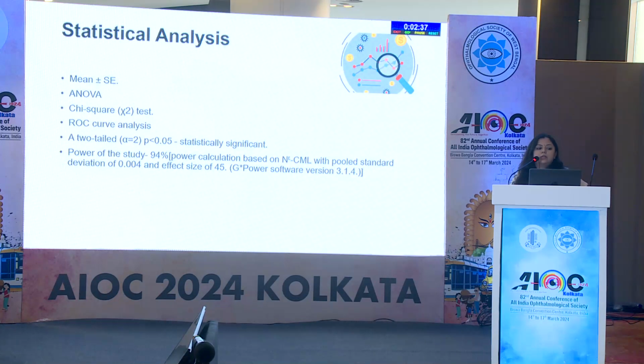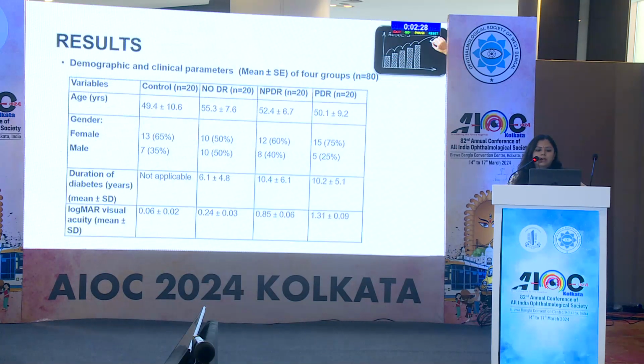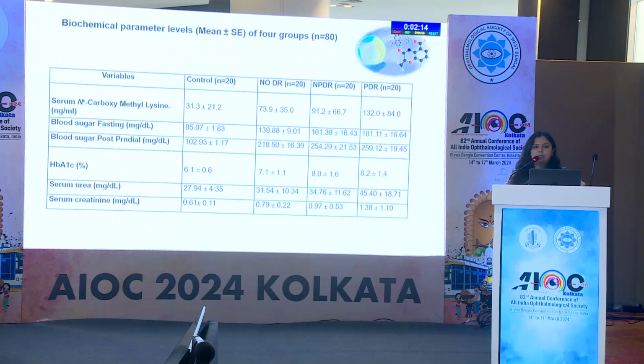The main thing which we did was the ROC curve analysis, and through that we found out the area under curve. The power of our study was 94%. Quickly walking through the results, all the groups were age and sex matched, but what we notice is that NPDR and PDR have a similar diabetes duration. There is no difference, and the logMAR visual acuity is declining as the severity of the disease is increasing.